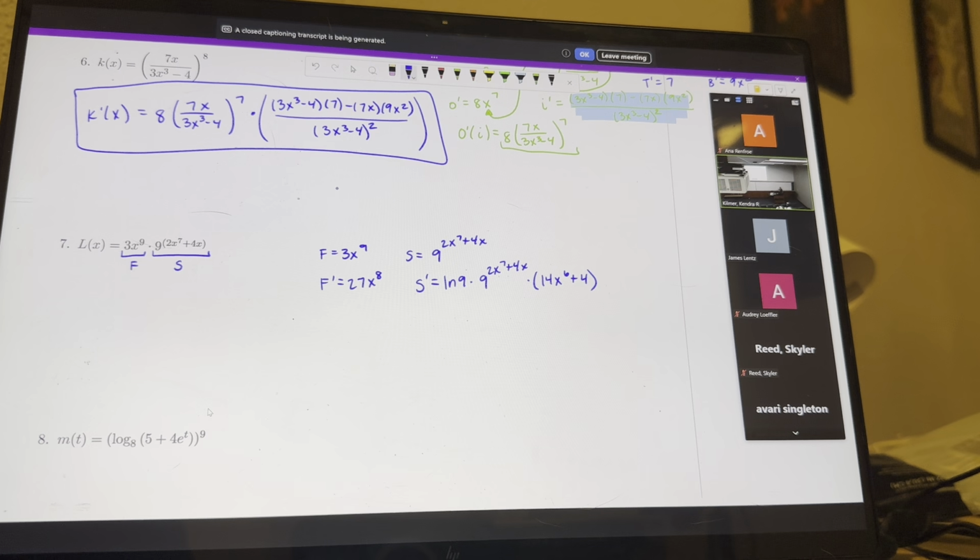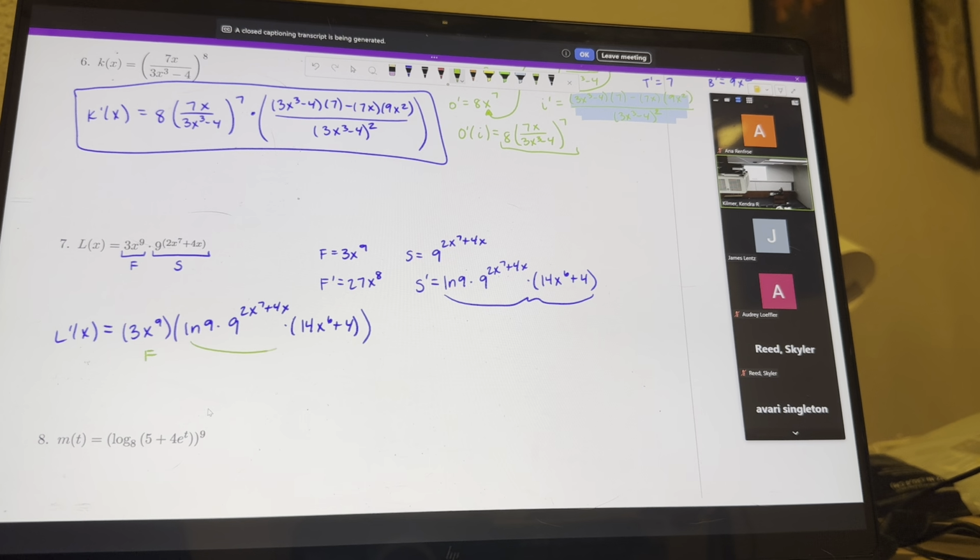Again, if you wanted to, you could identify the O and identify the I like we did above. Your O would be 9 to the x, and your I would be 2x to the 7th plus 4x. Okay? So if we come down here, the derivative, you have to use the product rule. My first function, 3x to the 9th, times the derivative of my second function, which is this whole thing, the natural log of 9, times 9 to the 2x to the 7th plus 4x, times 14x to the 6th plus 4.